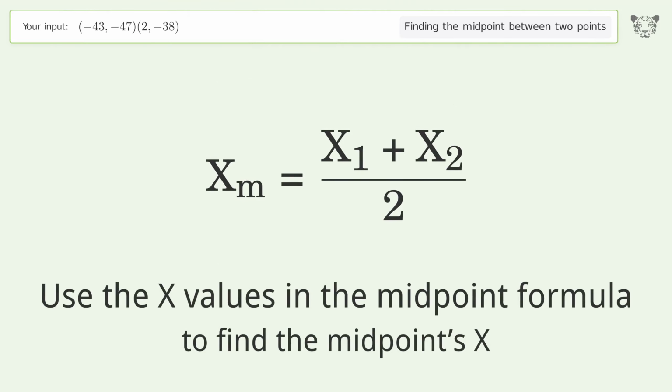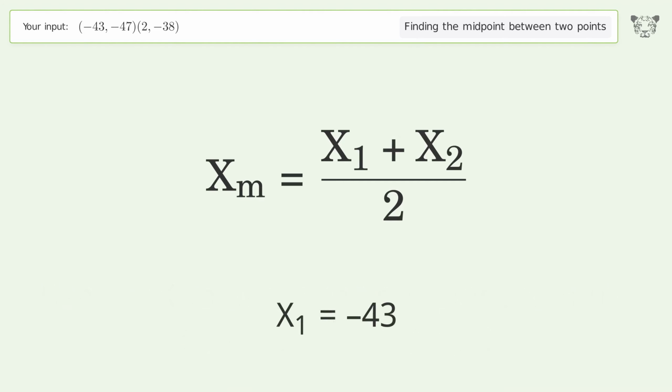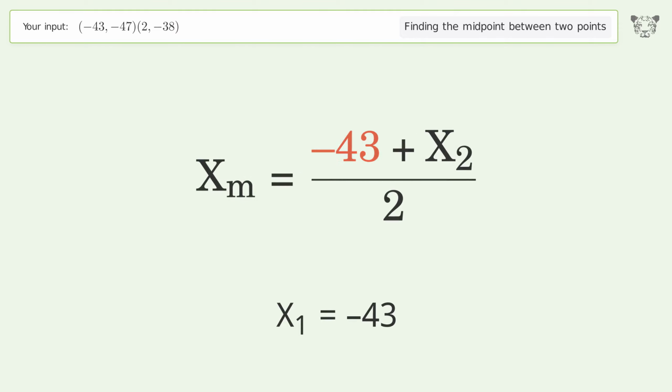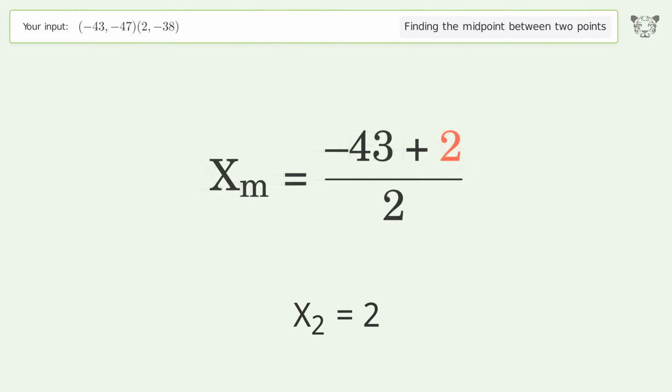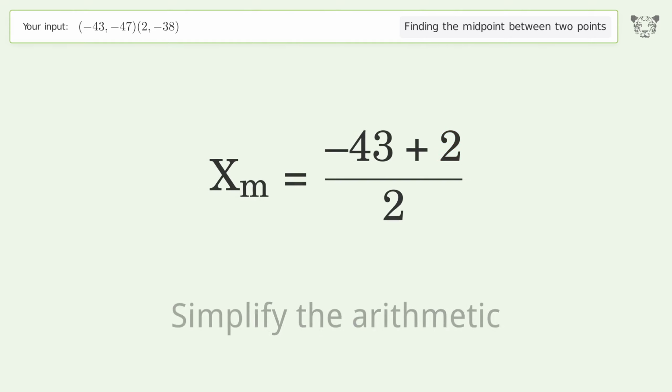Use the x values in the midpoint formula to find the midpoint's x. x1 equals -43. x2 equals 2. Simplify the arithmetic.